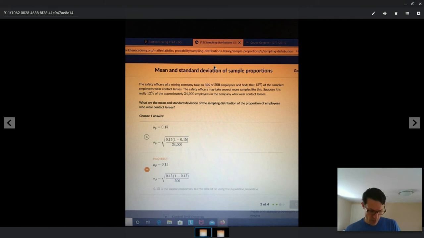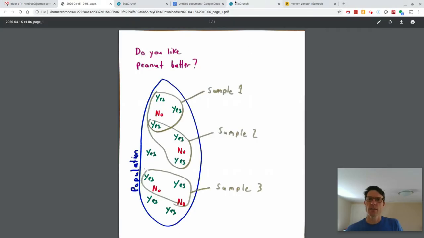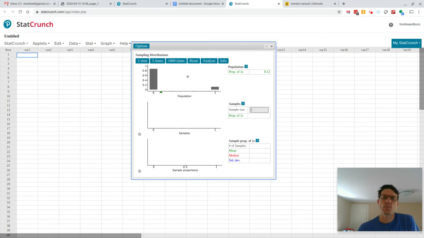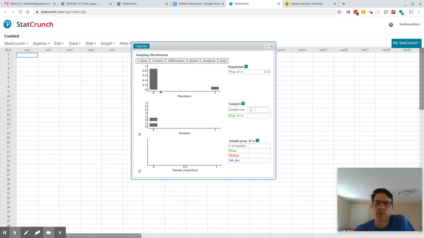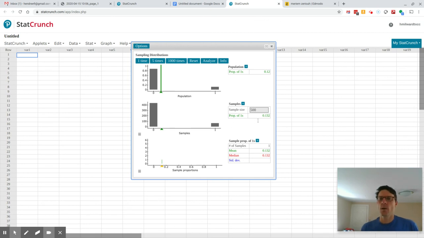And what the sampling distribution is, I've got a neat little tool that will show you. So if I take one sample, the population proportion is 12%, right? I think our sample size was 500. Now let's do it one time. So I take one sample of 500 people, and I found that 13.2% of them wear contact lenses, right?